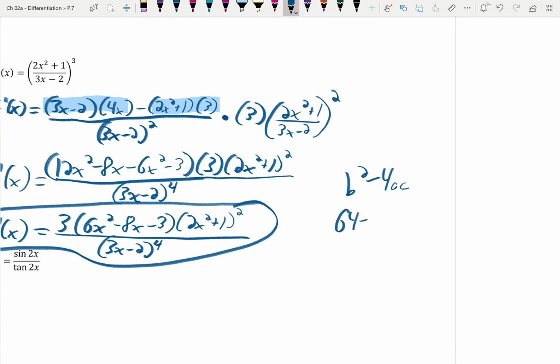64 minus 4 times 6 times negative 3, or 64 plus 24 times 3, which is 72. And really you just have to know, is 136 a perfect square? Nope, 132 and 144, but not 136. So negatory, that doesn't factor.